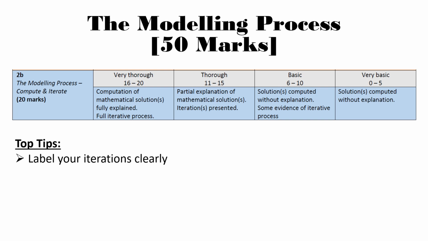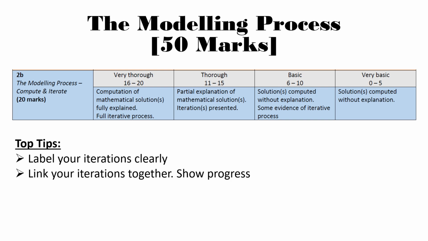Why I'm saying label your iterations clearly is often if there's a lot of pictures and there's lots going on, it's hard to see where one starts and the other one ends. So just from a layout point of view, it can be very helpful. So link your iterations together, show your progress. As you finish one iteration, you do want to connect it to the next. So for example, go back to our question we were doing earlier in the video.